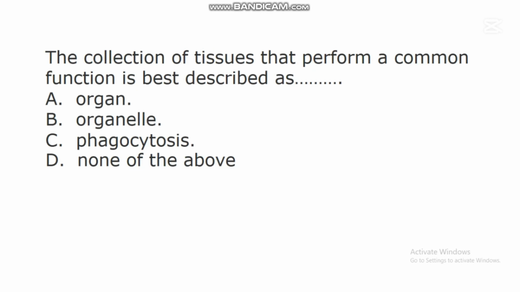The next question says, the collection of tissues that perform a common function is best described as dash. A. Organ. B. Organelle. C. Phagocytosis. D. None of the above. In this question, the correct answer is A. Organ. An organ is the collection of tissues that perform a common function. There are different organs found in both plants and animals.